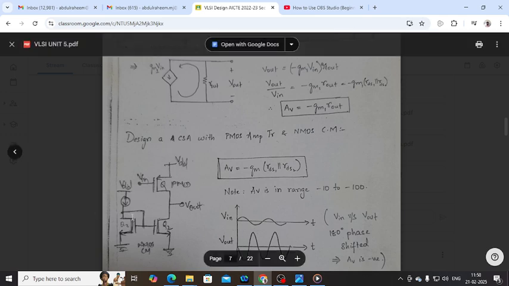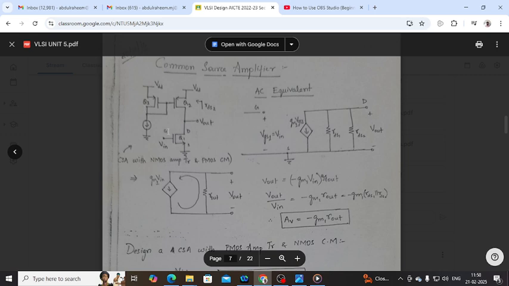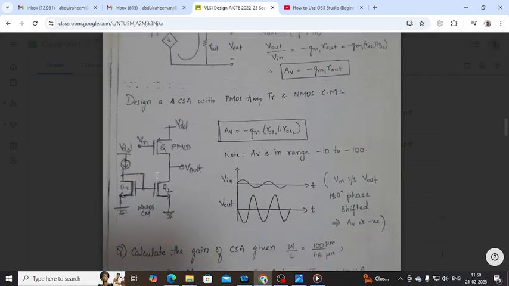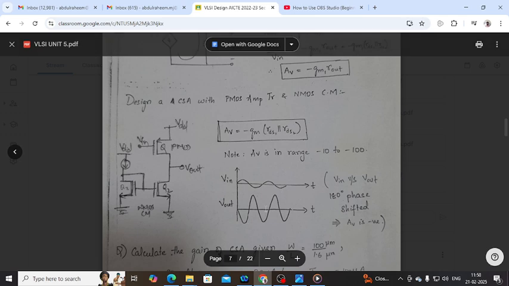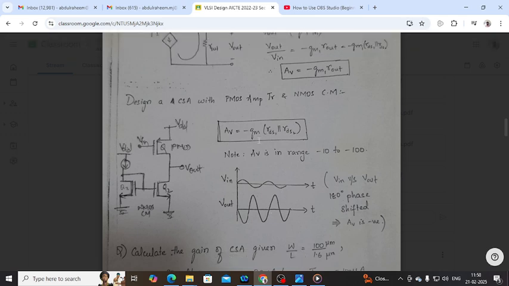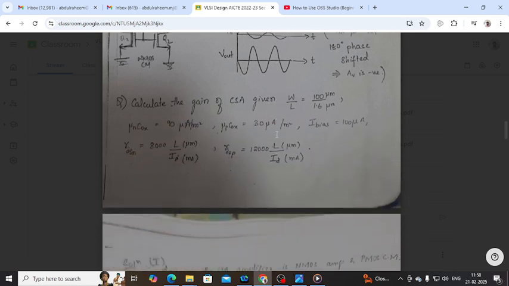Now look at the circuit diagram. In the previous circuit, PMOS is up and NMOS is down. When you give a small input, you will get a 180 degrees phase shift at the output. So it is the same thing, minus GM into R out, where R out is nothing but RDS1 in parallel with RDS2. So for NMOS and PMOS current mirrors, you can use either one. Now we have a couple of amplifier problems.